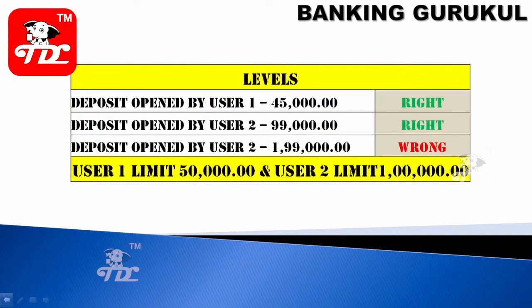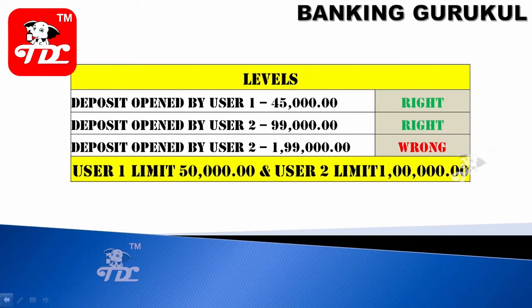Levels. In branches, multiple people work on deposits, and every person will have different levels. Like, I have some different power. I can open a deposit up to 45,000. Another person can open up to 1 lakh. So in my example, user 1 has a limit up to 50,000. User 2 has a limit up to 1 lakh rupees.